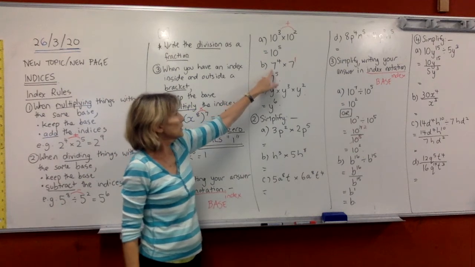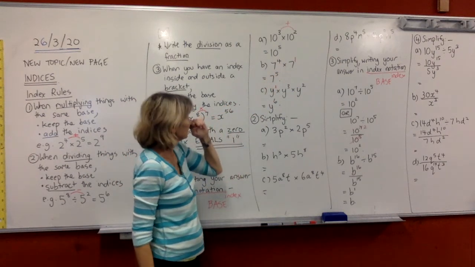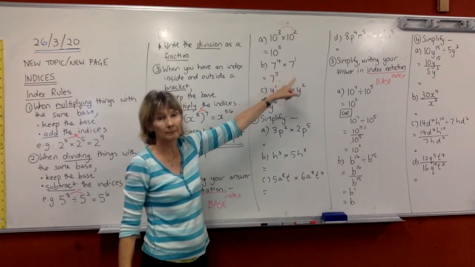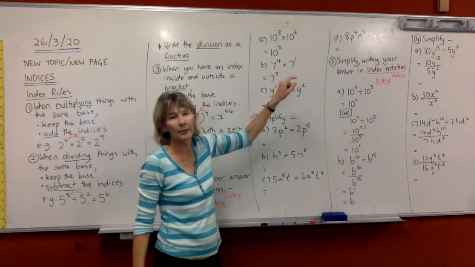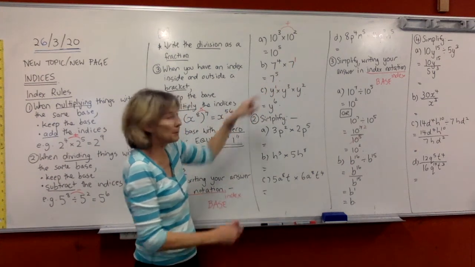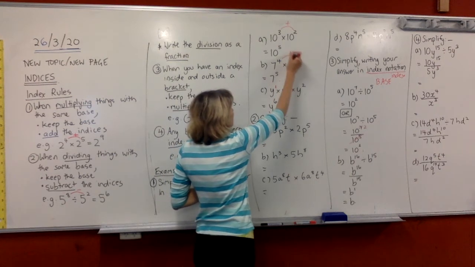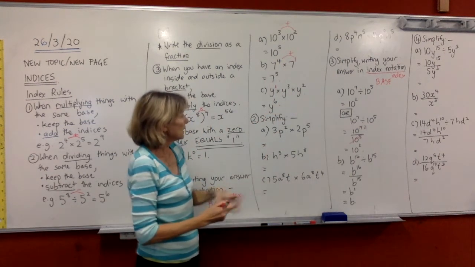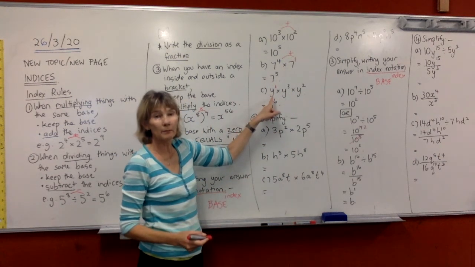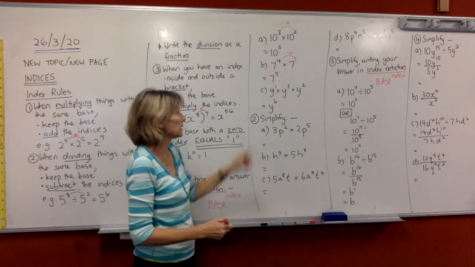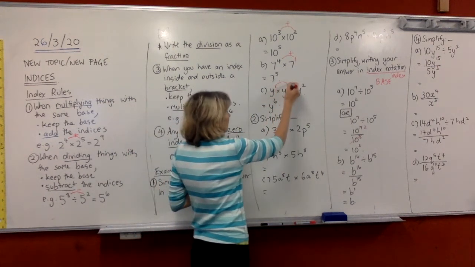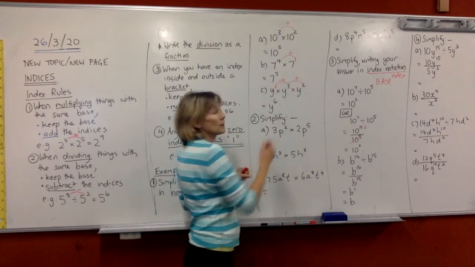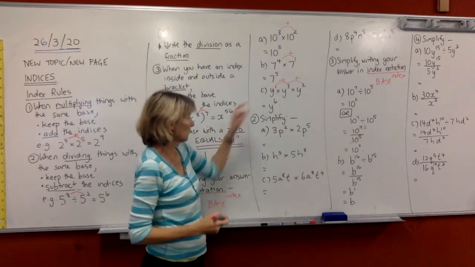This next one was 7 to the power of 4 times 7. It didn't have an index on it, so I've put a red 1 there, so it's got an index. So keep your base of 7, add those indices together. And down here, similarly, we have a letter, y, with no index, so I've put a 1 in there. We're going to keep our base of y and add those indices together.